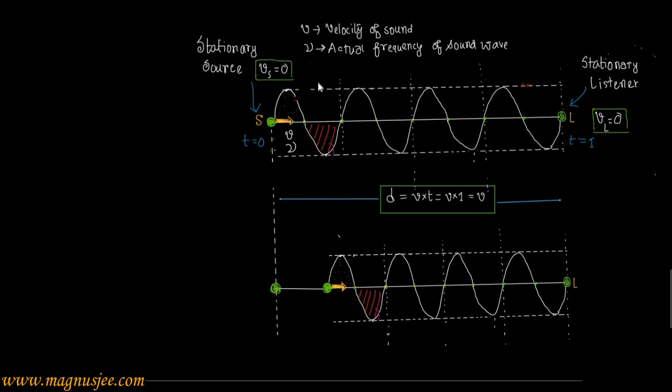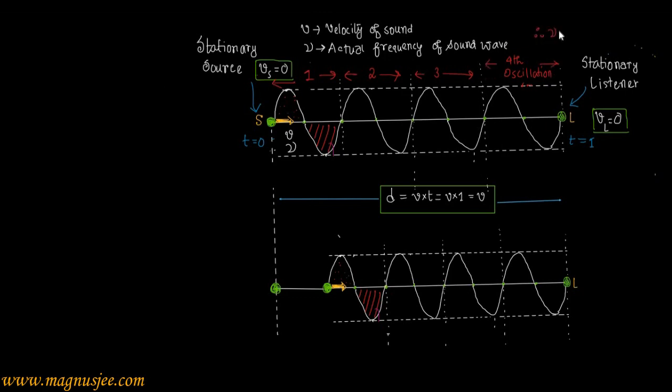Now we can denote different oscillations. This is the first oscillation, then the second oscillation, then the sound wave completes the third oscillation during this interval of time. Now we can denote the fourth oscillation. That means the sound wave completes 4 oscillations before reaching the listener. That's why the actual frequency of the sound wave nu will be equal to 4 Hz.